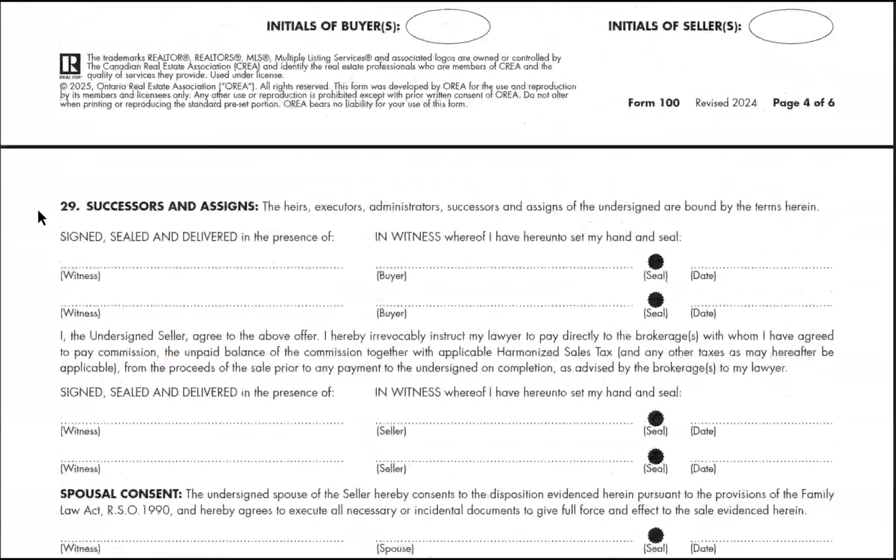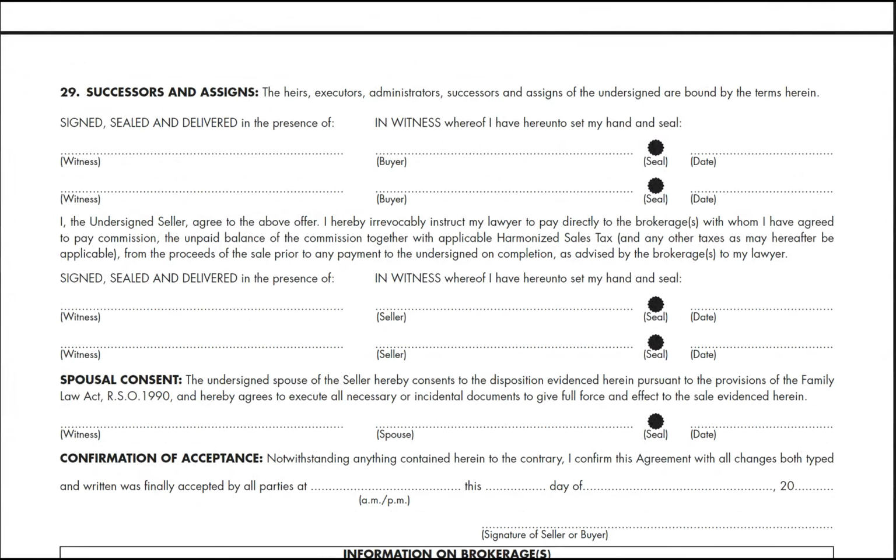All right, let's check out number 29, Successors and Assigns. The heirs, executors, administrators, successors, and assigns to the undersigned are bound by these terms herein. So basically, what does this mean? This means that the agreement applies not just to the buyer and seller, but also to their heirs, legal representatives, and anyone who takes over their rights.